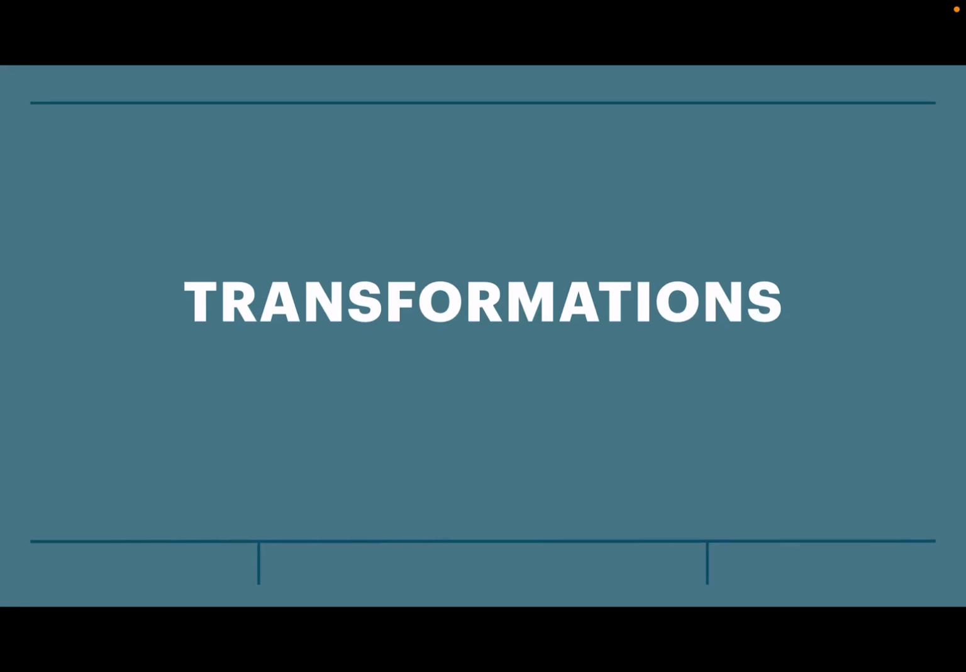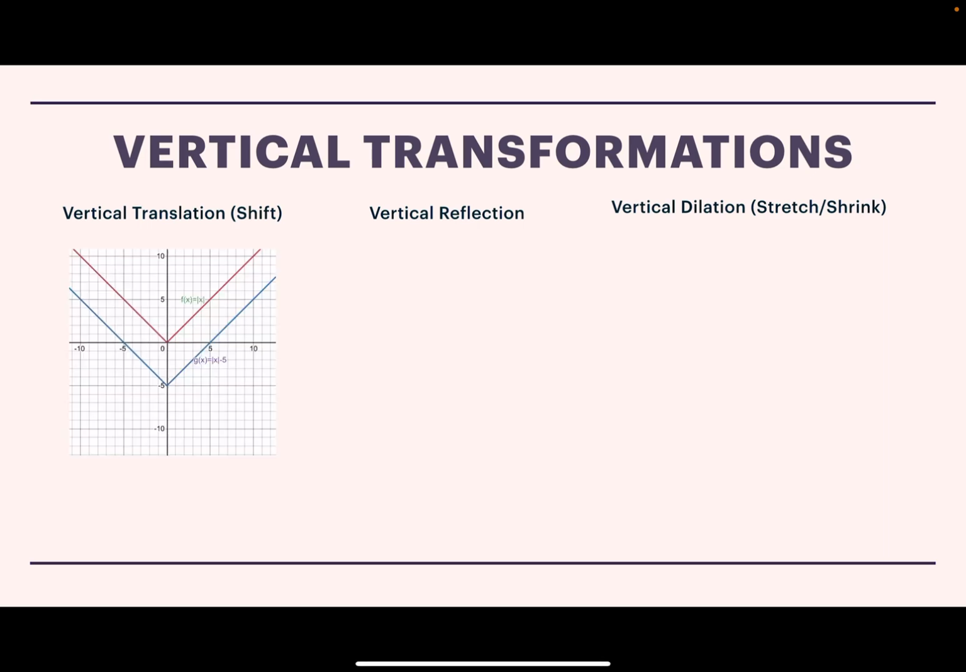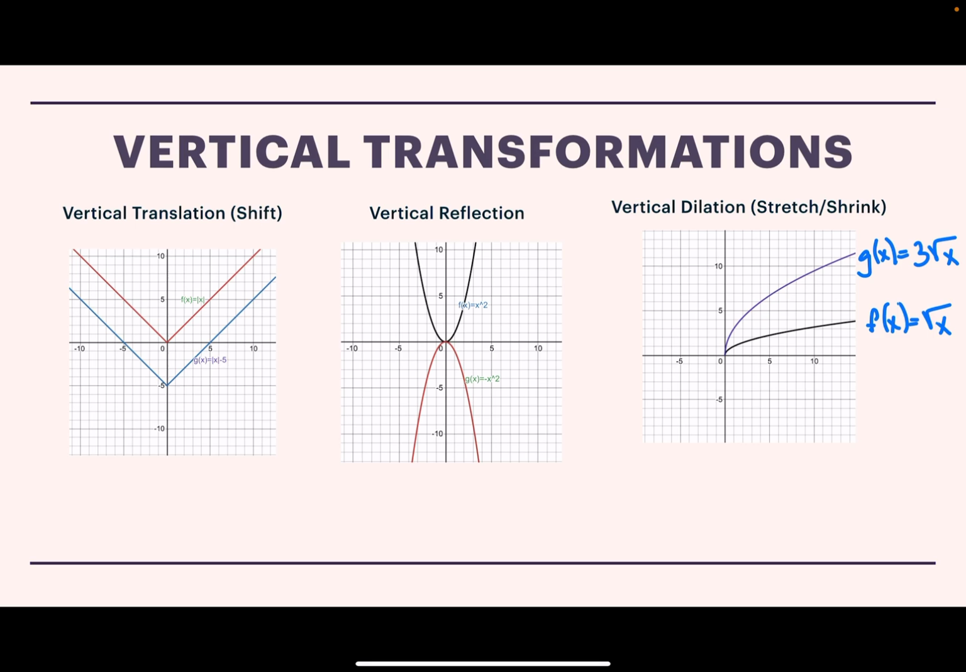So this video will review transformations, single ones, and then in class we'll put them together and put more of a pre-calculus spin on them. So first let's talk about vertical transformations. There are three. You've got your vertical translation, or a shift up and down, your vertical reflection, or a flip, and your vertical dilation, where you go up more quickly or more slowly. We'll take them one at a time.